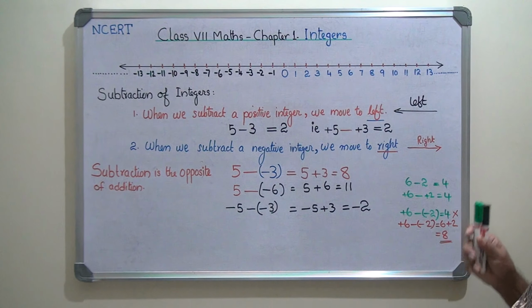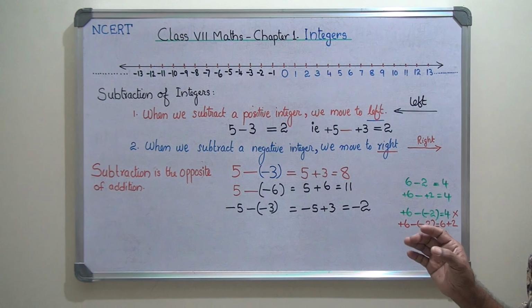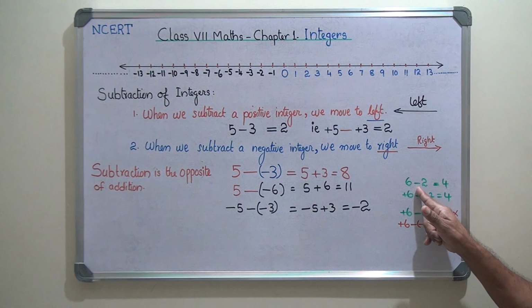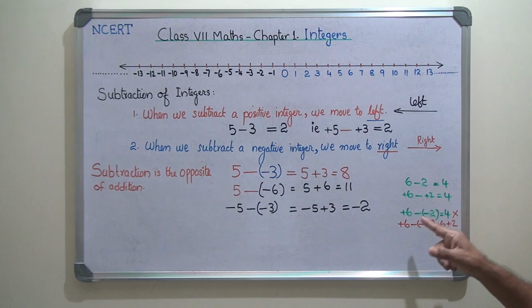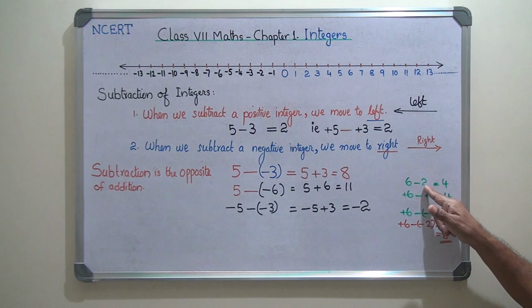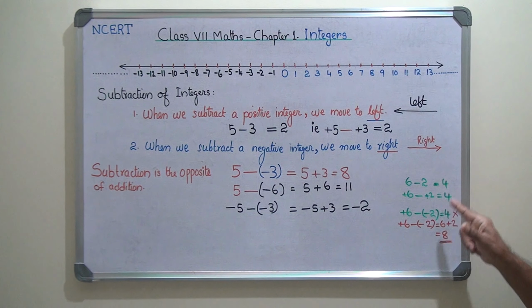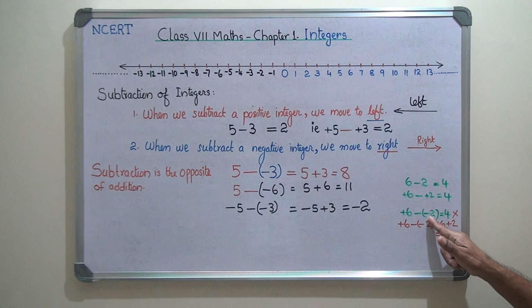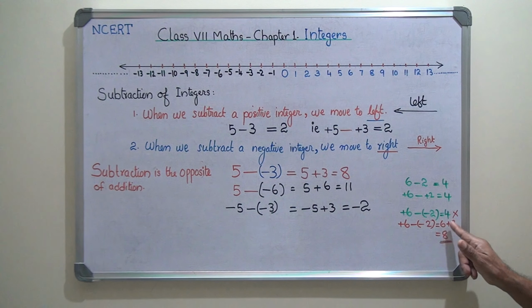Now see one more example here. 6 minus 2, a simple subtraction. 6 means plus 6, minus 2 means plus 2 subtracted, which is equal to 4. If instead of 6 minus 2, I am writing 6 minus of minus 2, instead of 2, I am writing minus 2. It cannot be 4. Here 6 minus 2 is 4. So here 6 minus of minus 2 cannot be 4. So 6 minus of minus 2 is 6 plus 2, which is equal to 8.